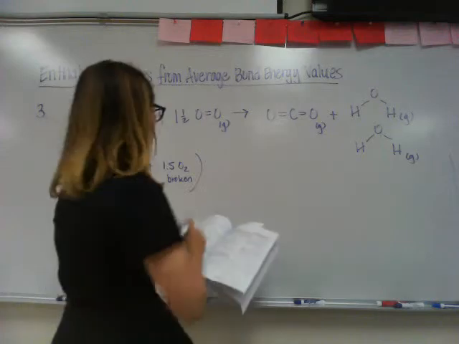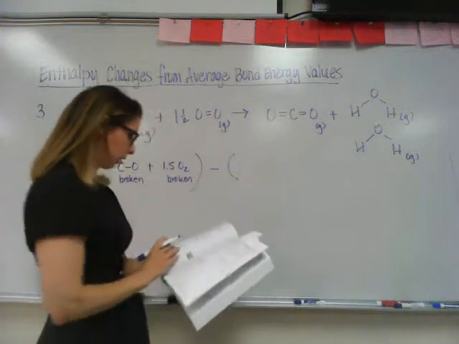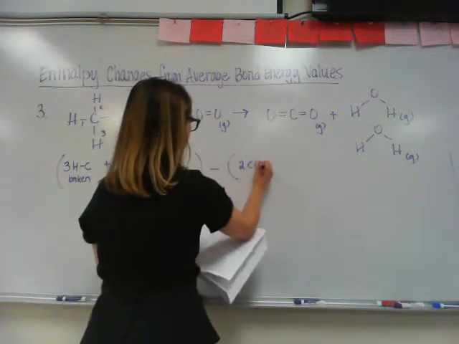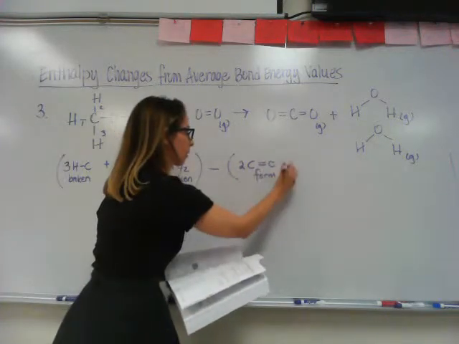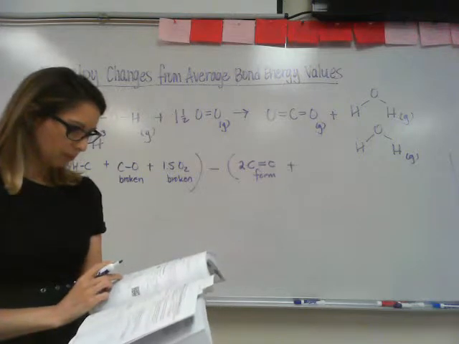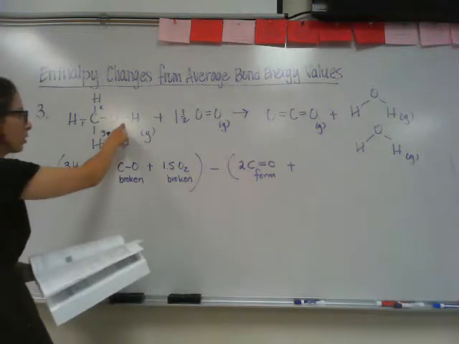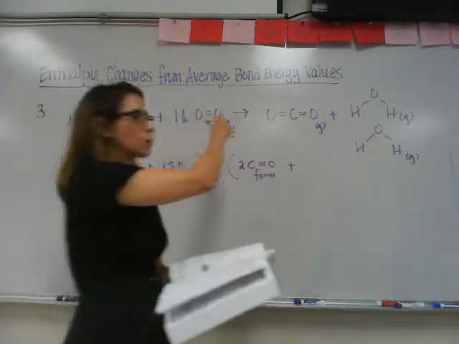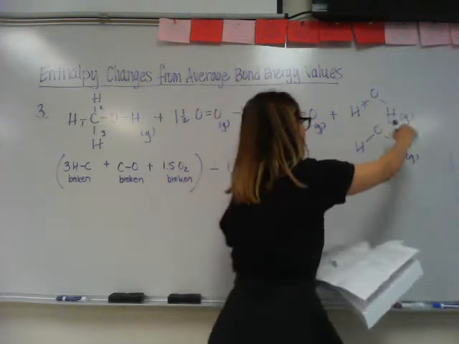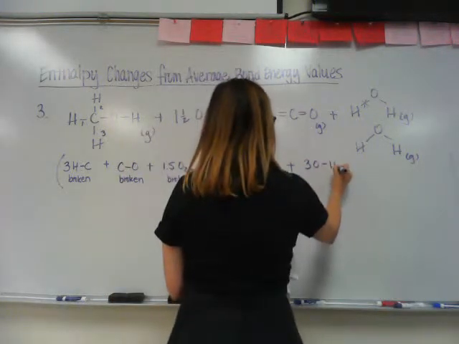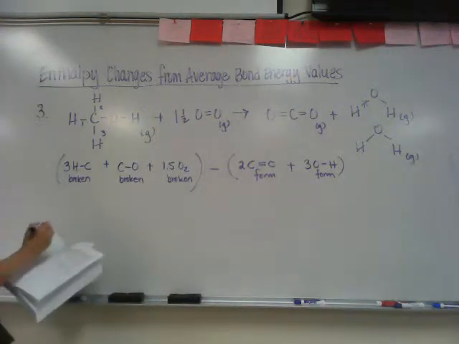Now, on the forming side, you've got 2 carbon double bonded oxygen bonds that have formed, plus 3 oxygen hydrogen bonds. You have 1 oxygen hydrogen bond over here that wasn't broken, so that's why I'm including it. Okay, so one of these was already done. So I only formed 3 oxygen hydrogen bonds. Okay.